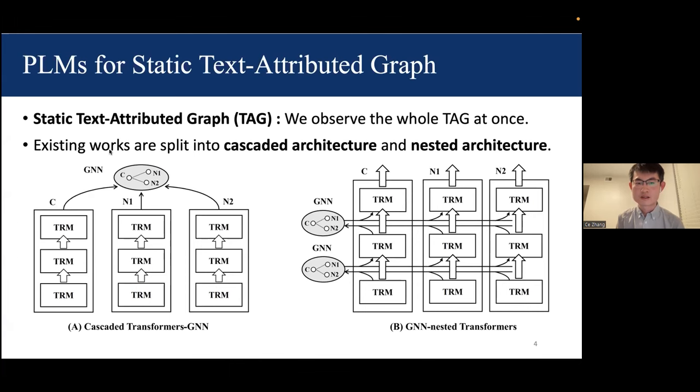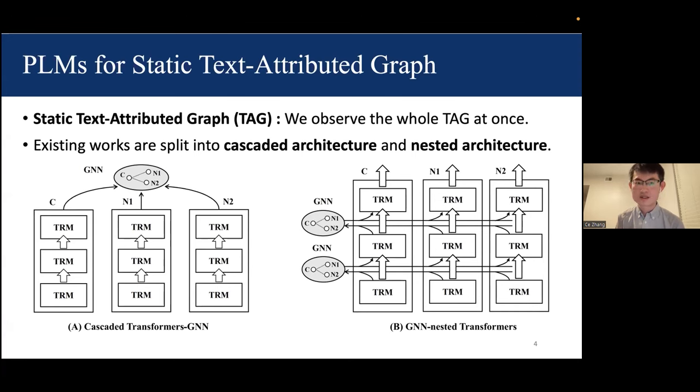First of all, let's look at the left-hand side one, the cascaded architecture. Suppose we have three documents on top, connected with a graph, and we want to learn embeddings. Cascaded architecture means we first apply a pre-trained language model on each individual document, and then we obtain their embeddings. In this example, we have three embeddings, one for each document. Then we apply a graph neural network on top to aggregate these three embeddings. This is why we call it cascaded architecture.